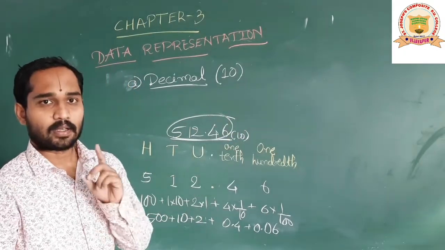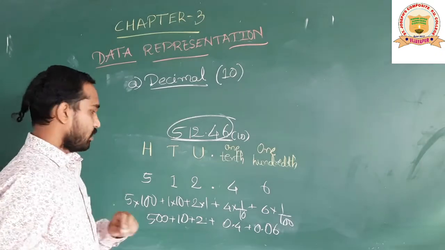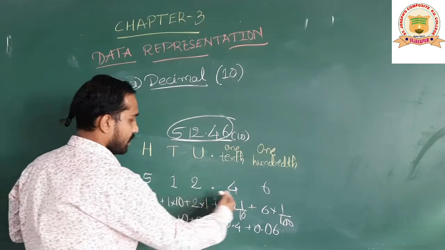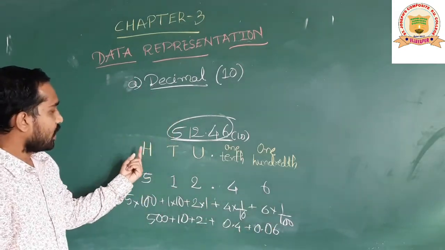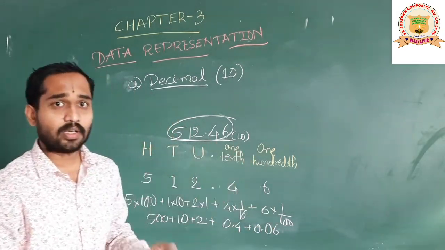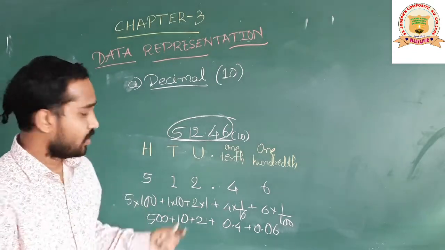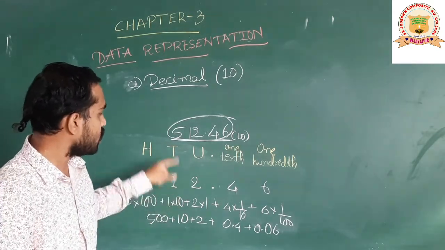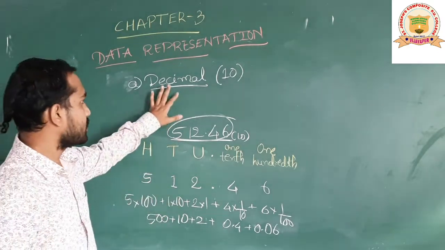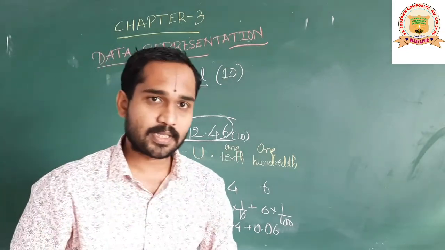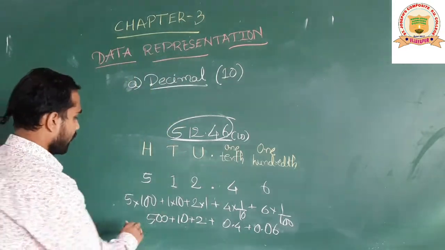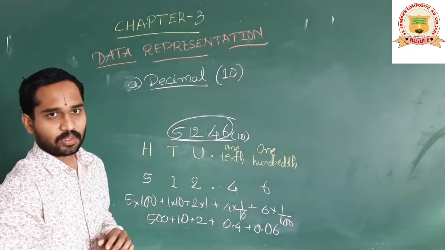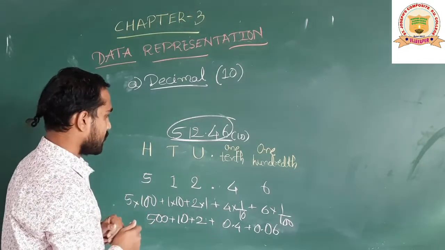512.46. Okay. So, when any decimal number is given, you can represent it in this way with hundreds, tens, units and so on as the positions. This digit has its position in hundreds. This digit has its position in tens. So, we call this decimal number system the positional number system. Are you understanding this? Fine. Now, where this 10 comes into the picture, that we have to understand.